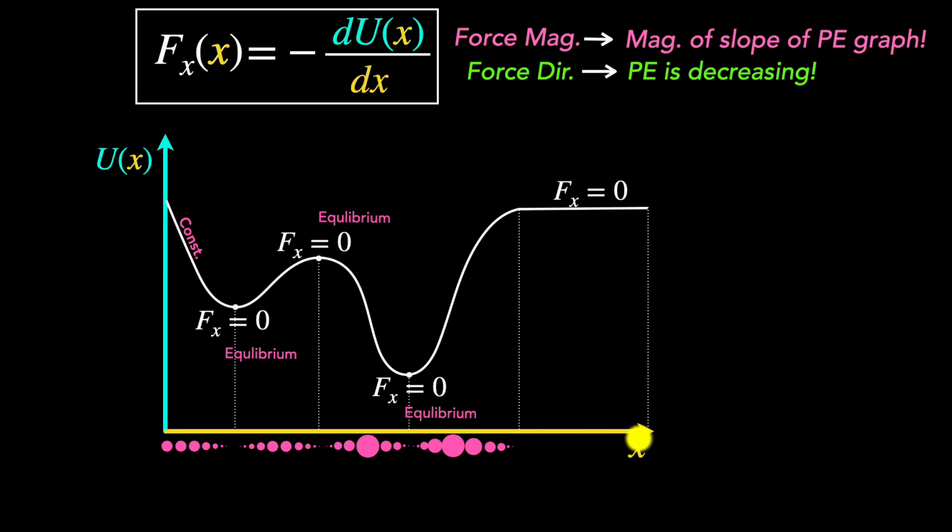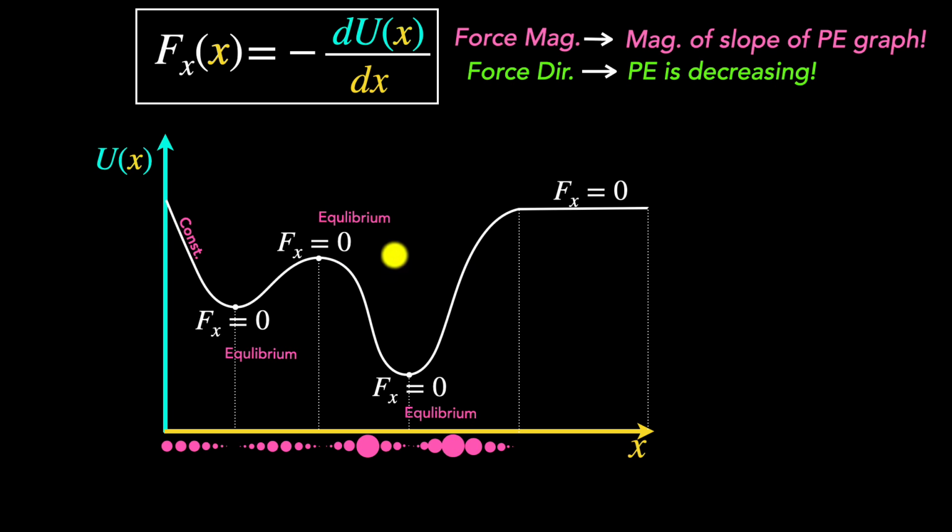Isn't this wonderful? I mean, think about it. This is some complicated system. I have no idea. And yet, just by looking at the potential energy, I can comment on what's happening to my force. That is the power of potential energy graphs. But this is just the magnitude of the force. We can now also comment on the direction.